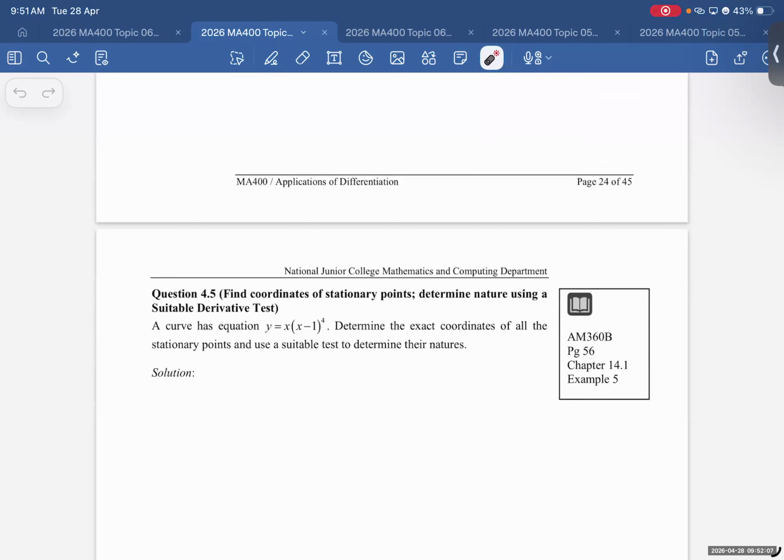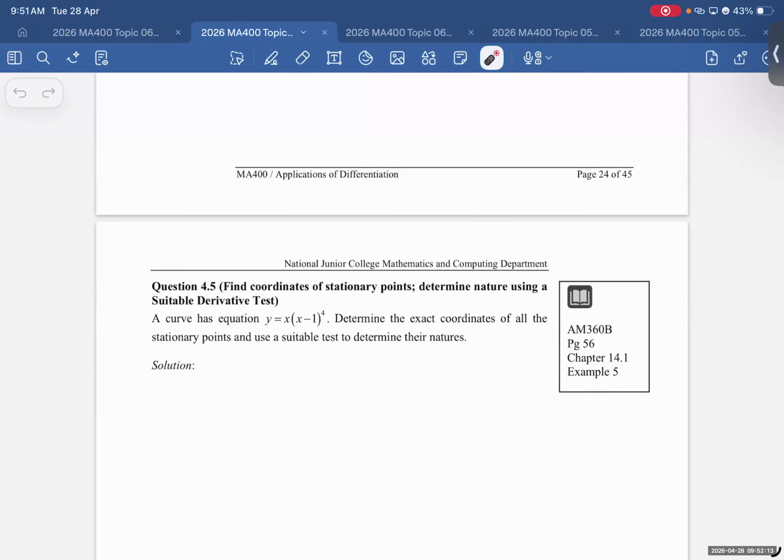Yeah, the biggest value is called maximum. Maxima.